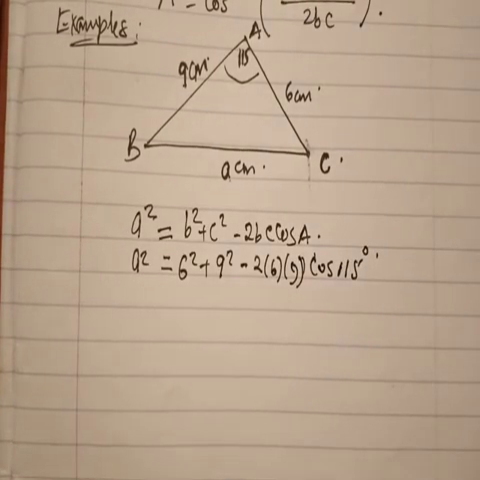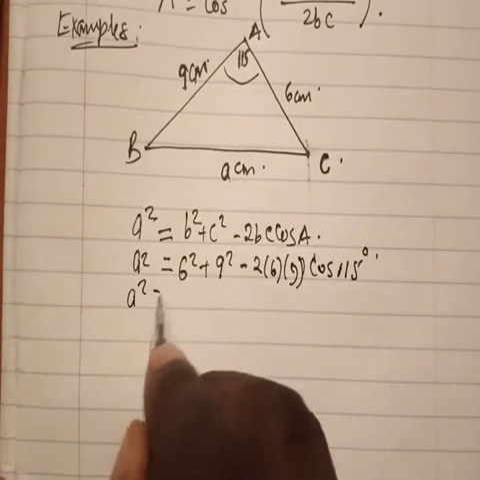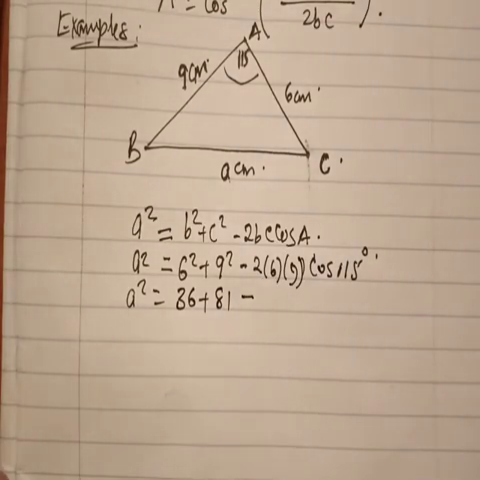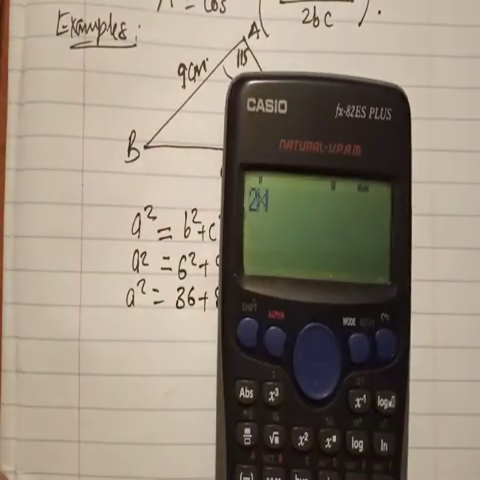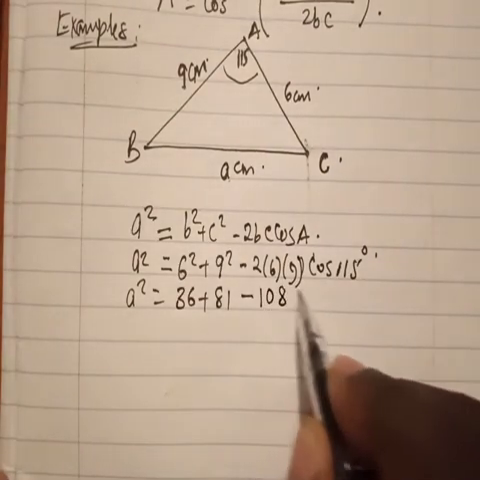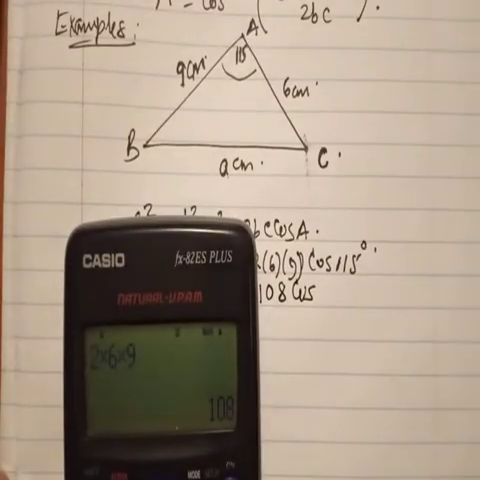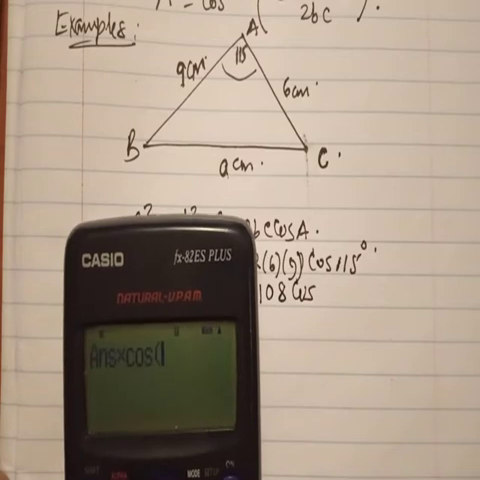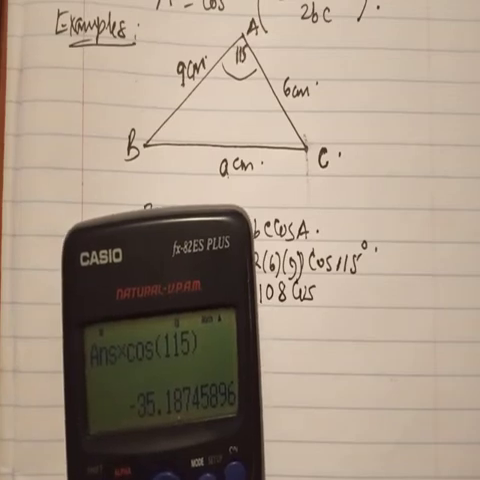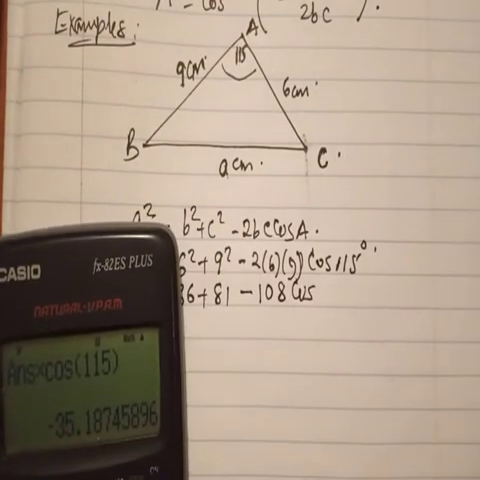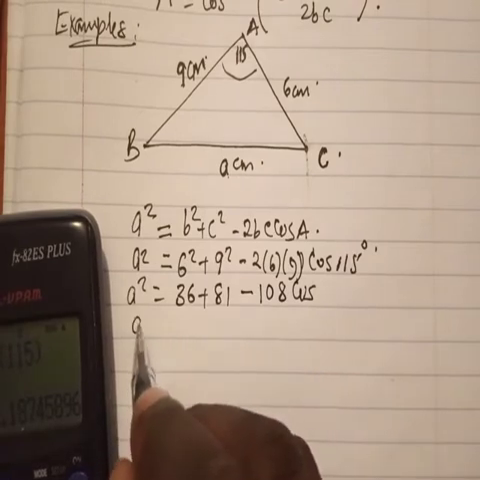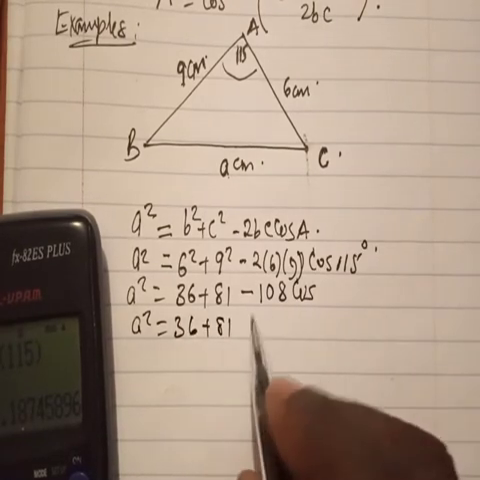It's simply a matter of calculator, and we can have a squared is equals to 36 plus 81 minus 2 times 6, that is 12, times 9, which is 108, times cosine 115. So what we have is a squared is equals to 36 plus 81 minus 108 times the cosine of 115.